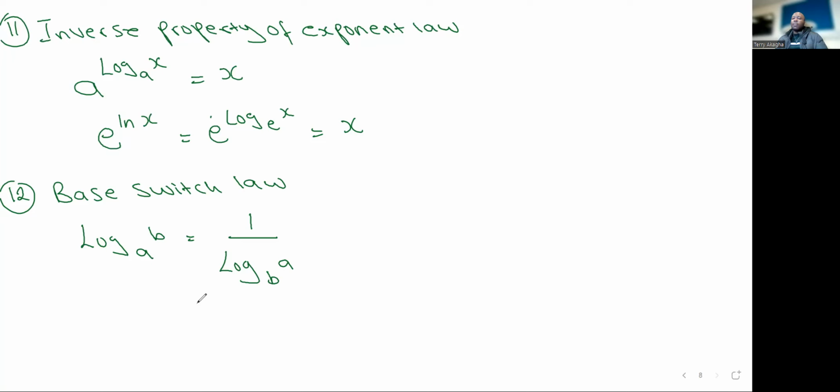Similarly, if you have ln b, you know that ln b is the same thing as saying log base e of b, and you want to switch it, where applicable. It's very important for you to know that it is going to be similar to log of exponential b. Then number 13. The next law is what we call the index to logarithm law.